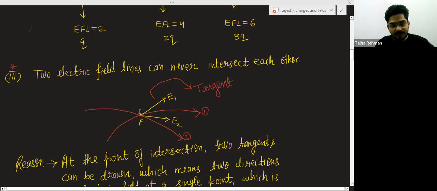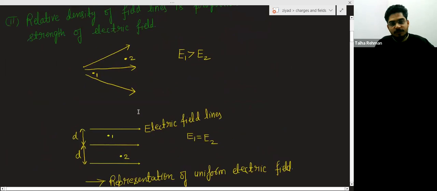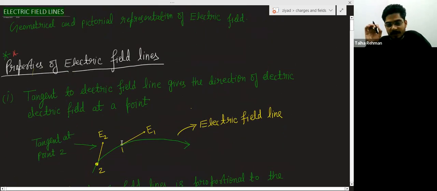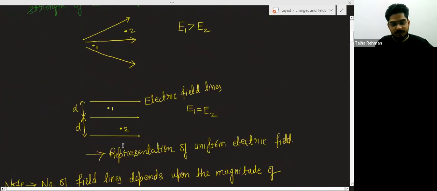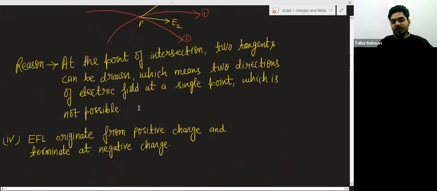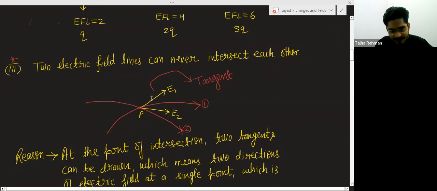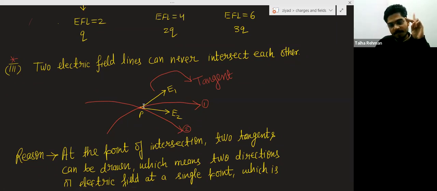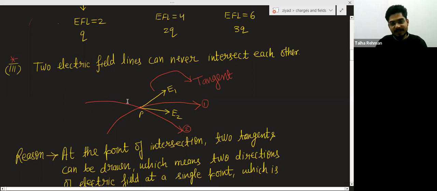What I told you in the first point: if you want to find the direction of the electric field at any point, draw the tangent at that point. So at this point, when you draw the tangent, one tangent will be like this, another tangent will be on this line. So at one point you are getting 2 directions of electric field, 2 tangents. Can you get 2 directions of electric field at one point? No, that is not possible. So this is a contradiction, and that is why 2 electric field lines can never intersect.